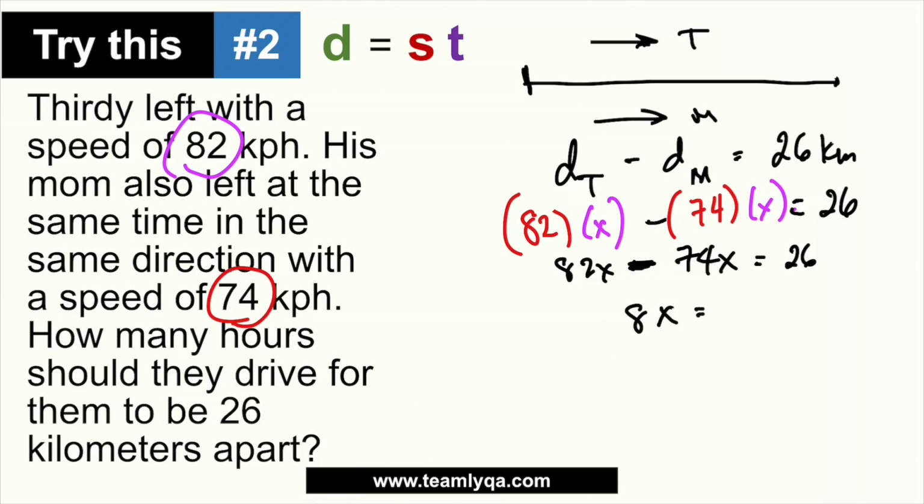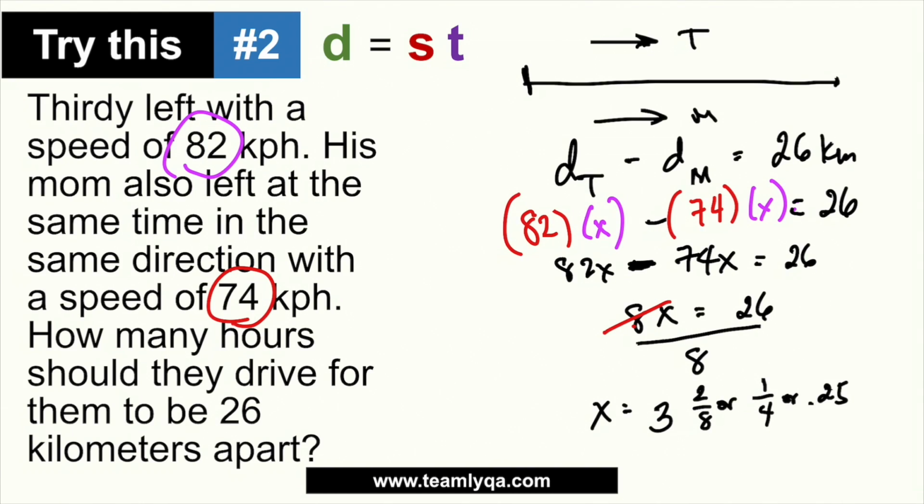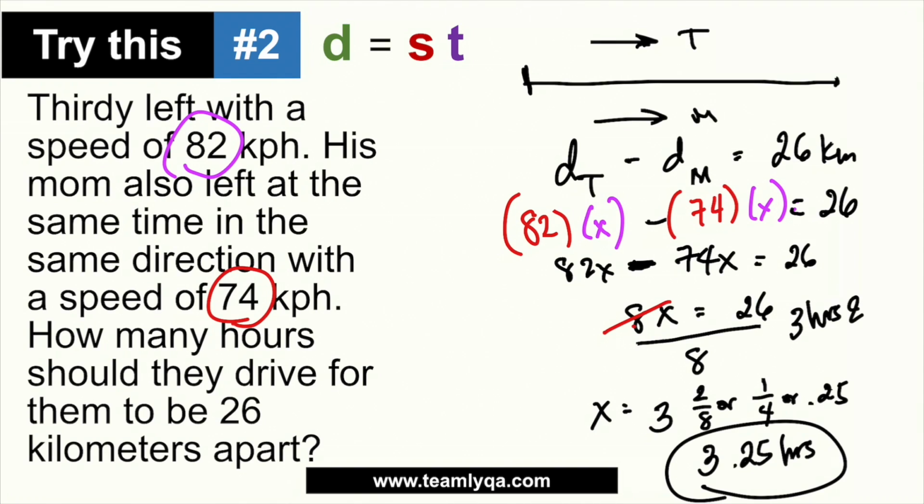8x is equal to 26. Divide natin both sides sa 8 para ma-cancel yung 8 dito sa left side. Maiwan yung X. X is equal to 8, 16, 24. So, we have 3. Tapos, 3 and 2 over 8. Or, dahil ang 2 over 8 is 1/4 or 0.25. So, your answer would be 3.25 hours, or kung gagawin mo siyang hours and minutes, that would be 3 hours, and ilan ba ang 1/4 ng 60 minutes? That would be 15 minutes.